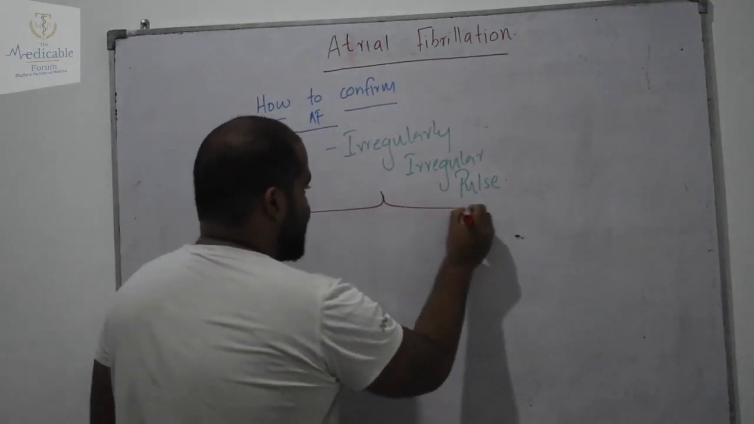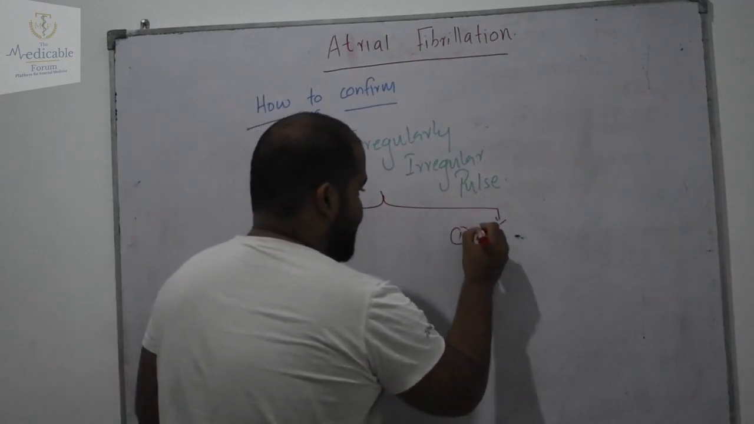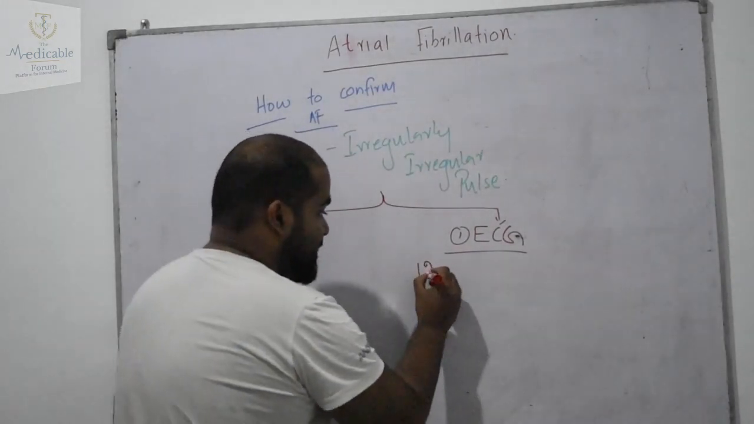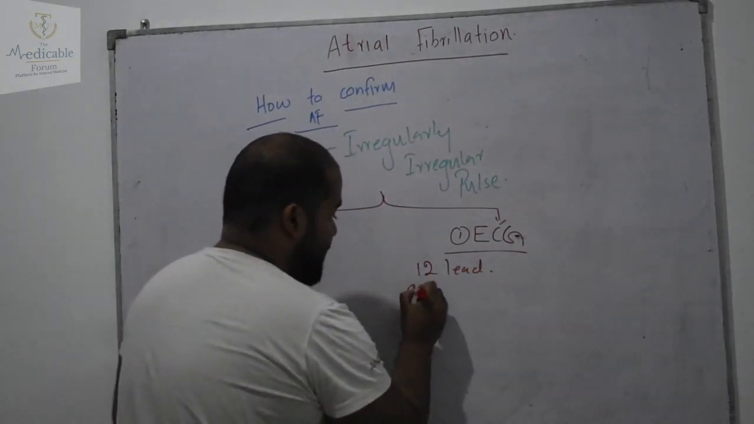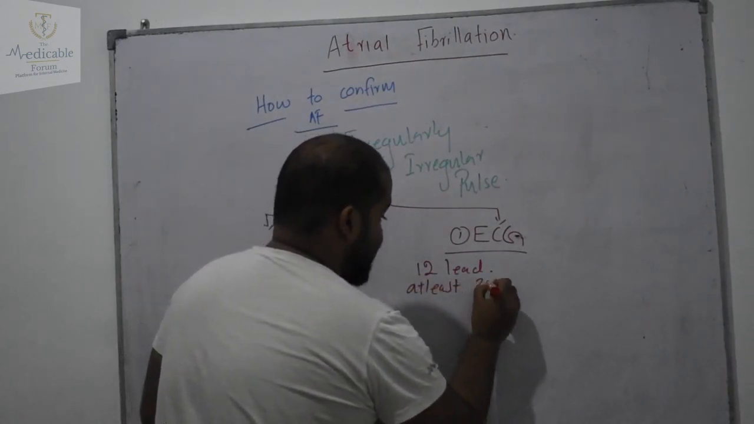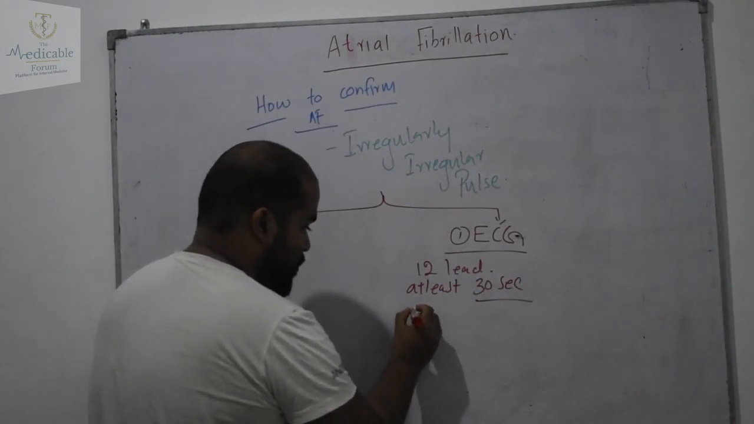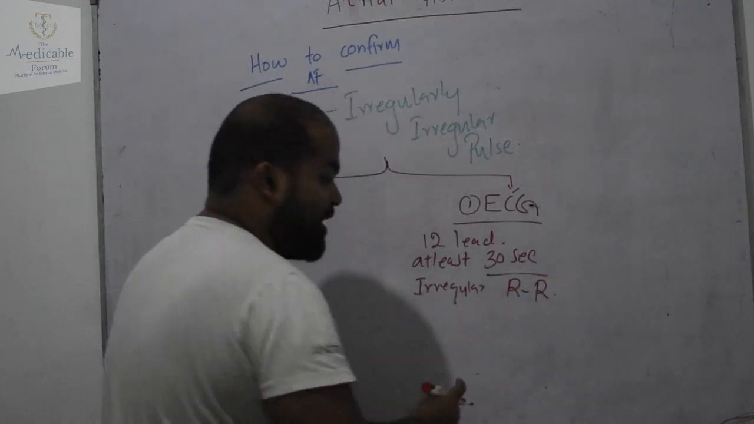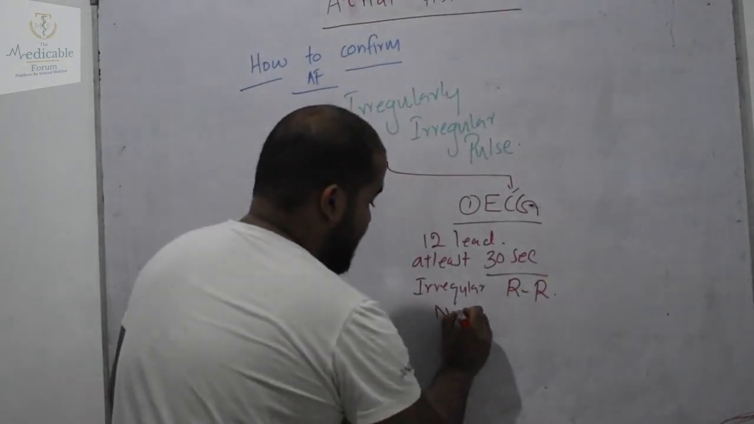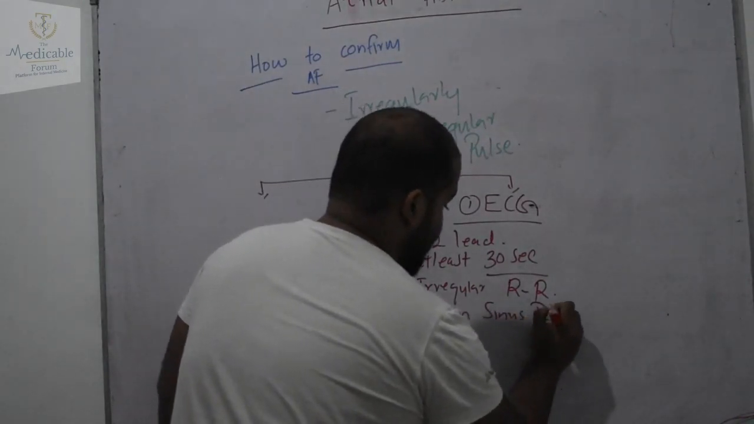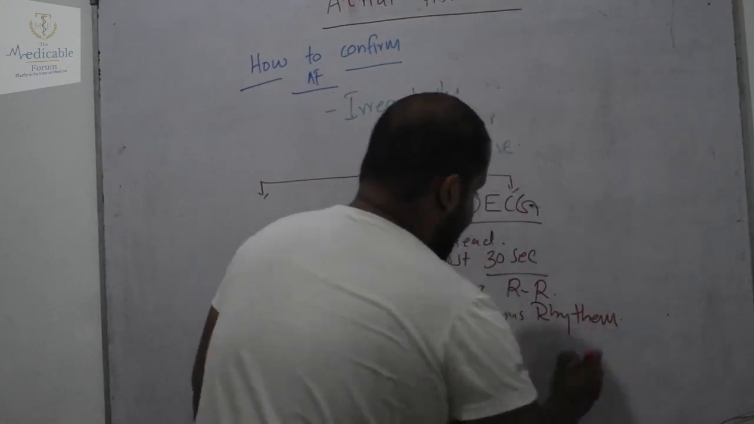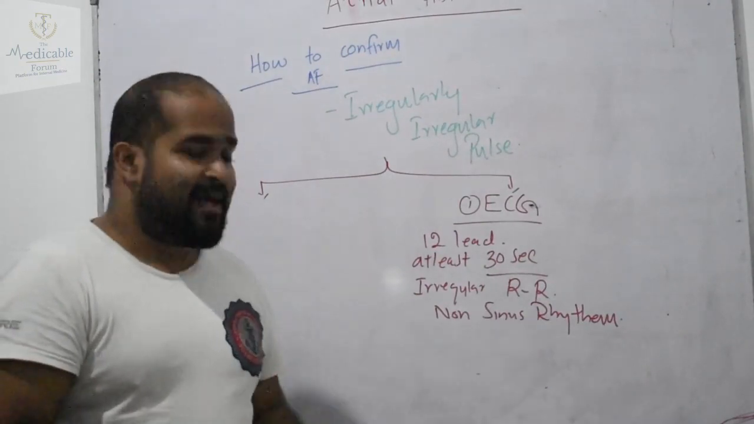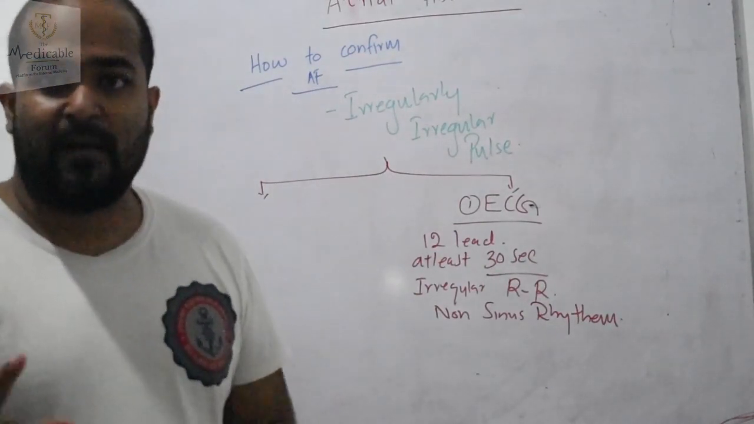Actually there are two steps. Number one is the ECG. That ECG should be a 12-lead ECG. The strip should be at least 30 seconds and it should show irregular RR intervals and non-sinus rhythm, which means no discernible P waves.